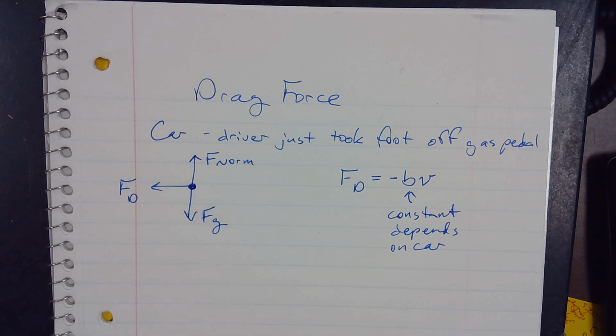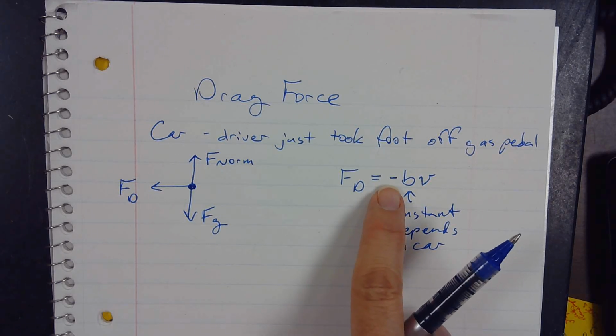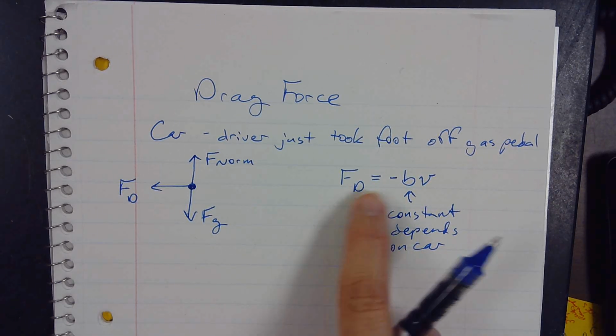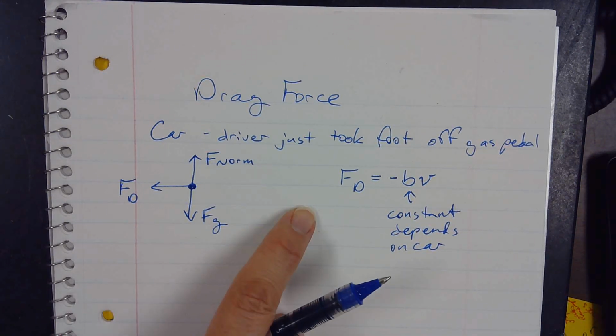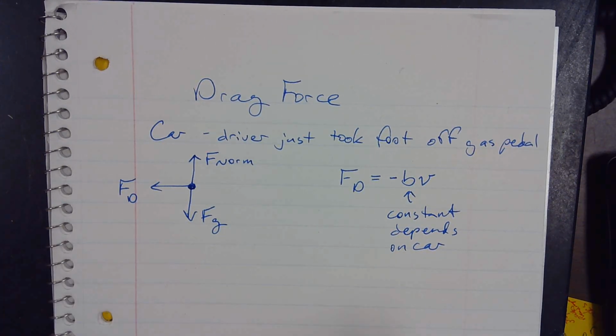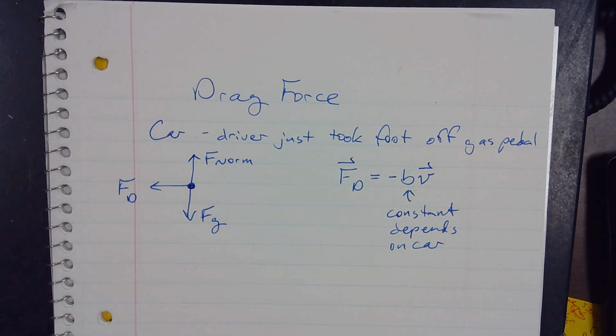So we don't have a nice simple expression where the acceleration is a constant value, because the acceleration is going to depend on how fast the car is going right now. Now I put the negative sign on here because this drag force is in the opposite direction of the velocity. The car is moving to the right, the drag force is to the left. So if you want to actually add the vector symbols on here, that's why there's a negative sign.